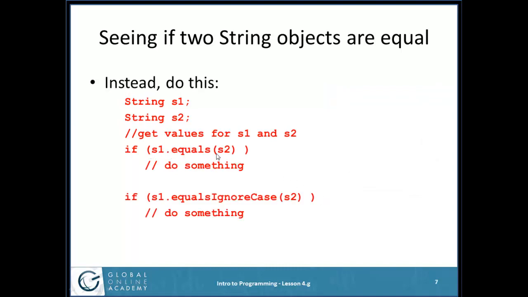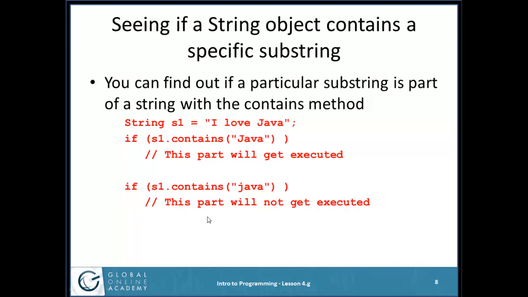S1 dot equals, passing it S2, or S1 dot equalsIgnoreCase, passing it S2. Look for anything that has the same characters, but a capital A and a small a will be the same. A capital B and a small b will be the same. So this S1 dot equalsIgnoreCase is a really useful thing to do. Let's say you wanted somebody to type in, do you want to play again? And they type in yes. You don't know if they had their caps lock key on or not. You could do equalsIgnoreCase, looking for just lowercase yes.